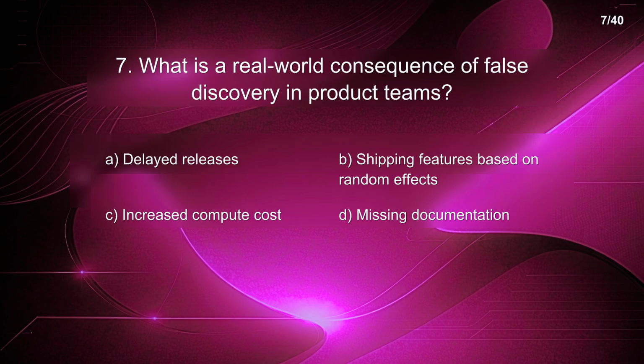Seventh question. What is a real-world consequence of false discovery in product teams? A. Delayed releases. B. Shipping features based on random effects. C. Increased compute cost. D. Missing documentation.